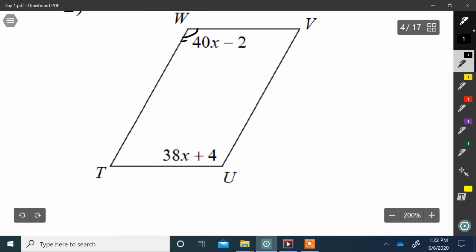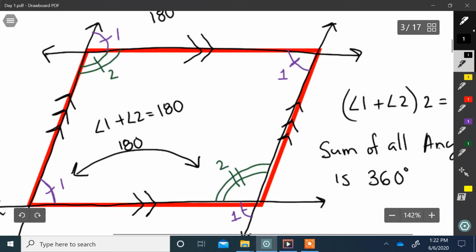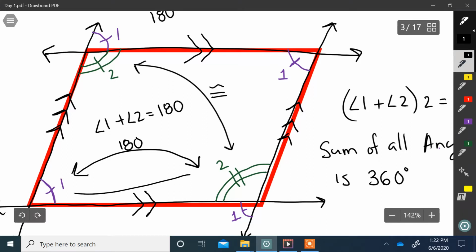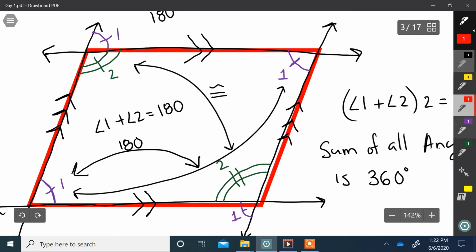This right here and this right here, let's talk about that. Remember what I showed you here? You see, angles that are opposite to each other, 2 and 2, they're equal to each other, they're congruent. Notice that this one and this one, those are also congruent. This angle and this angle are congruent. This one and this one are congruent.